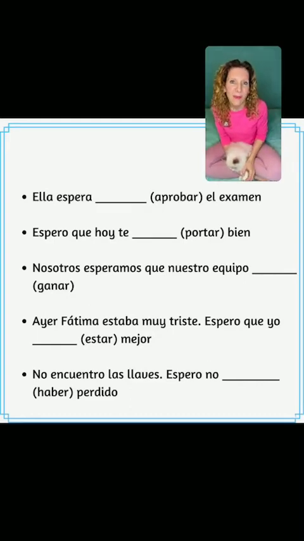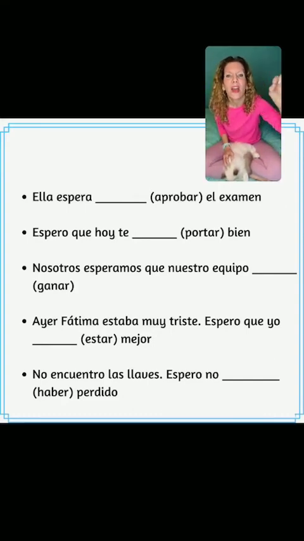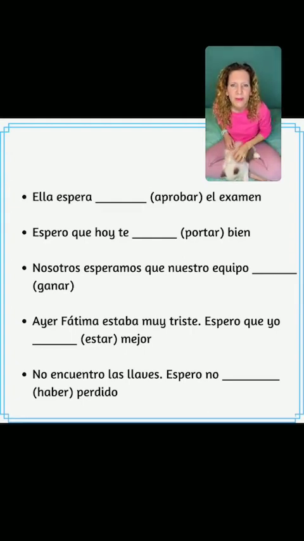Ayer Fátima estaba muy triste. So yesterday Fátima was so sad. Espero que hoy, no, it's not yo, sorry, there's a typo there. So espero que hoy estar mejor. Okay? Espero que hoy estar mejor. Okay? So, yo espero que Fátima mejor.